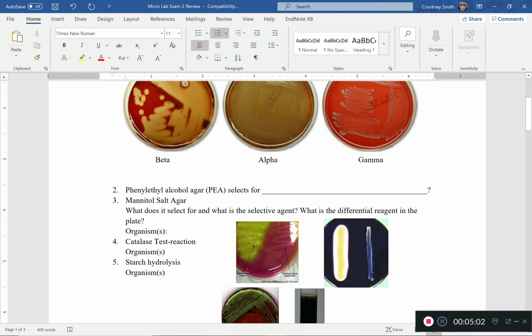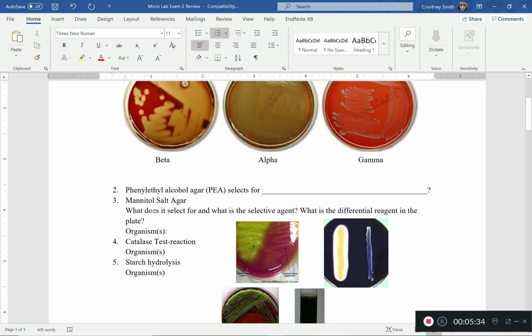And then the next question is going to be how to interpret mannitol salt agar. Just a heads up, guys, you're going to need to know all the media, like what is the purpose of the media, and also what is the mechanism by which the media is used. So the mechanism for the PEA was the fact that it had alcohol present in it, and with that alcohol present, it inhibited gram-negative growth.